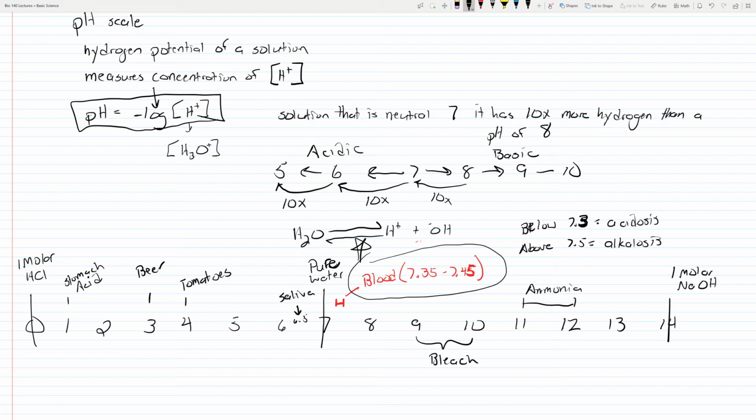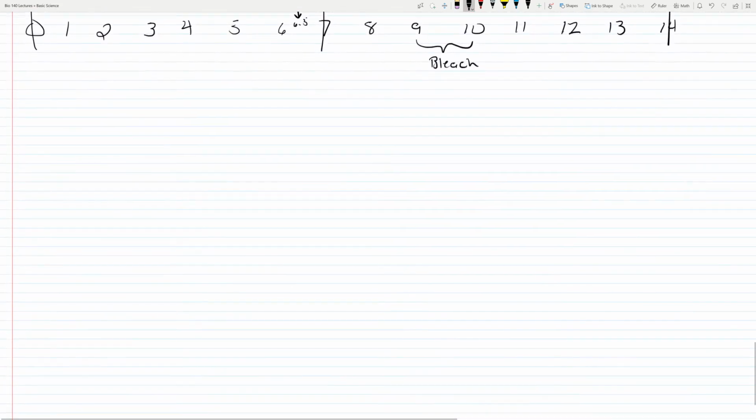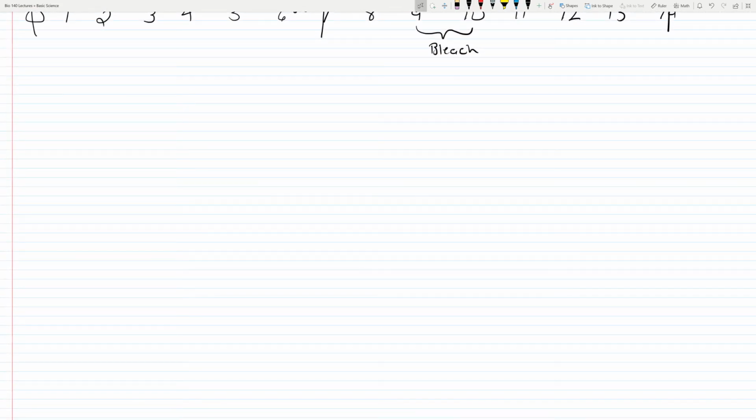Let me think, let's see if there's anything. Oh, buffers. The last thing is buffers. So what a buffer is: it's a compound. A buffer is a solute that resists pH change itself.